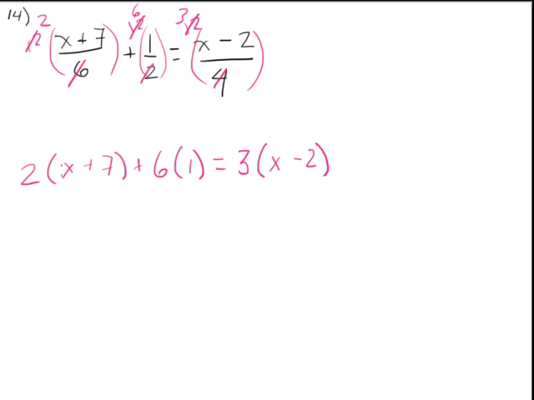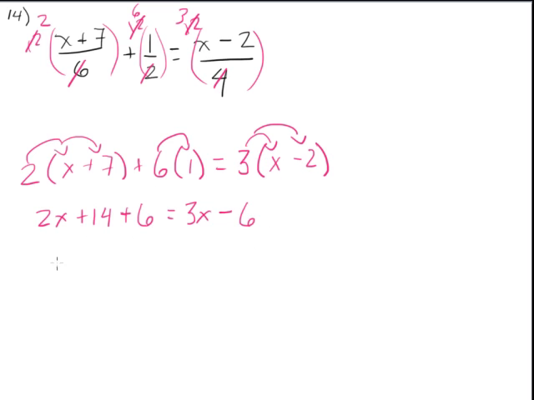Now I'm going to distribute my terms outside the brackets. So I have 2 times x is just 2x. 2 times 7, add 14. Then 6 times 1, that's just going to be 6, equals to 3 times x, 3x. And then 3 times negative 2, a positive and a negative will give me a negative. 3 times 2 is 6. So let's clean this up here. I have 2x still, and I'm going to combine 14 and 6, which is going to give me a 20.